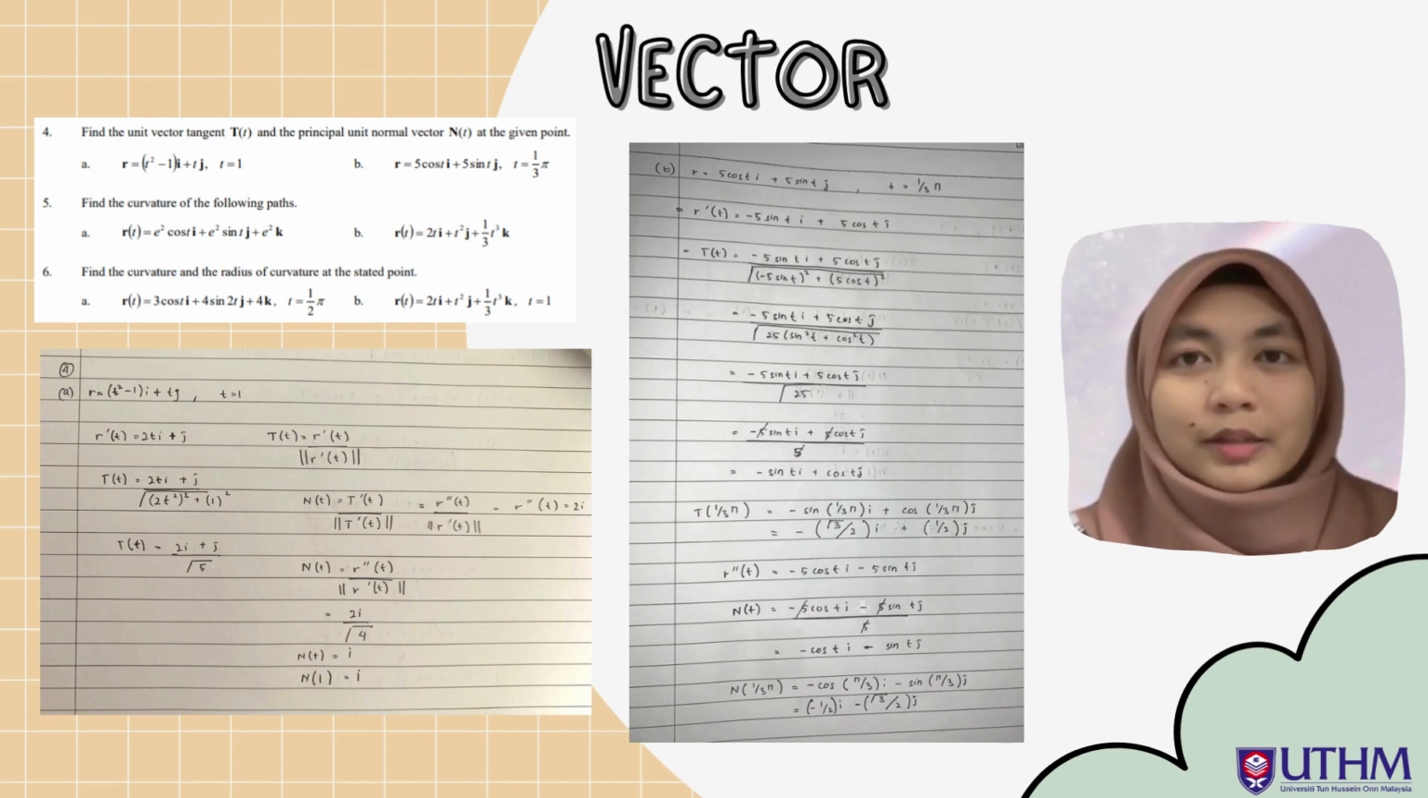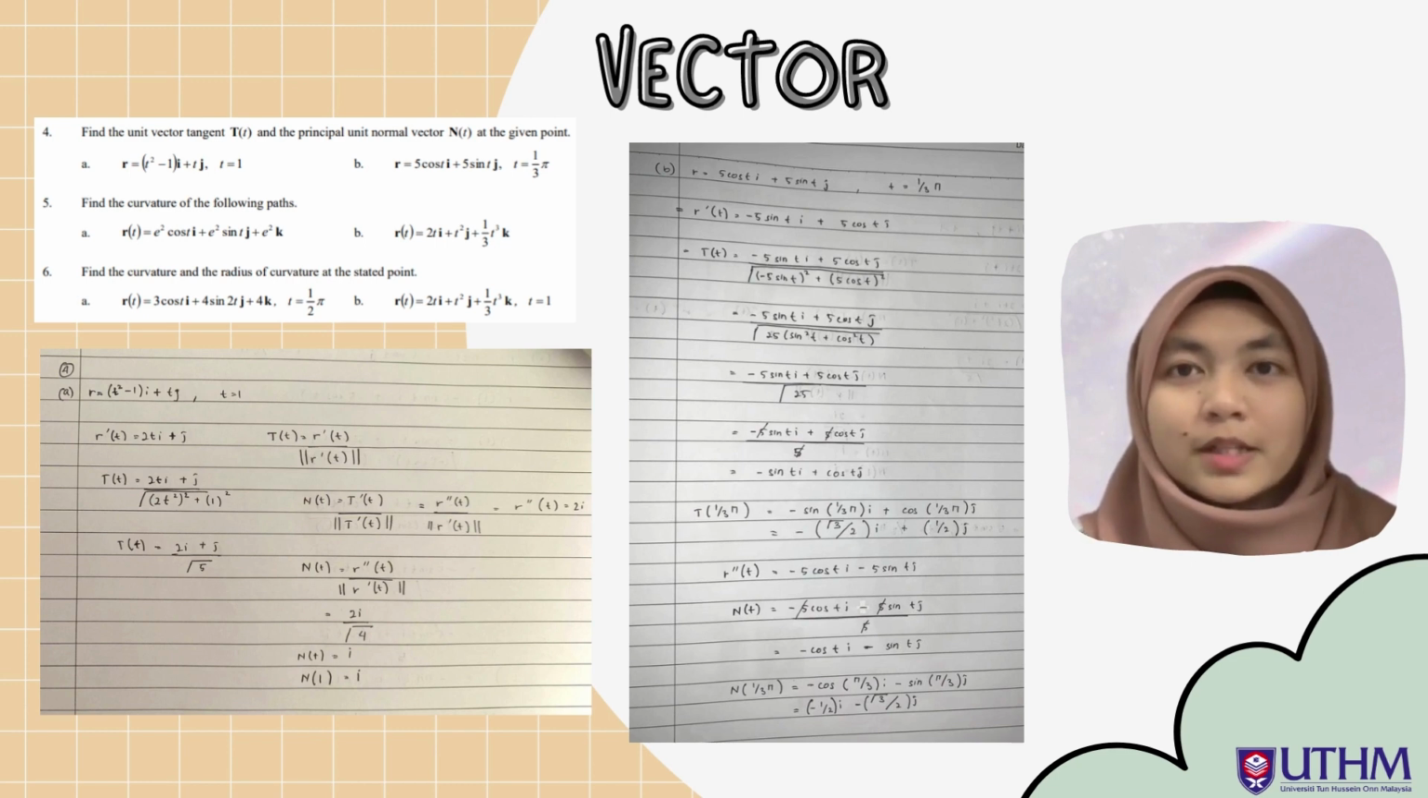So Nt is T prime t over the modulus of T prime t. We need to differentiate r for the second time and we get 2. Then we substitute into the formula, Nt equals 2i over square root 4. So Nt equals i, and we replace the t with 1, so we get the answer.